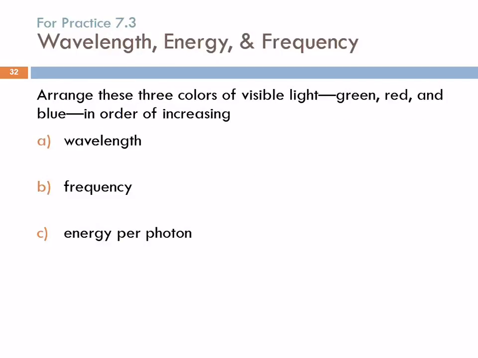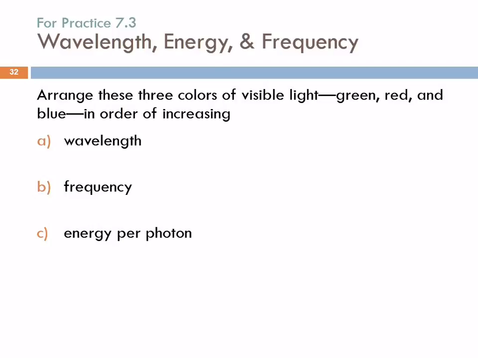Okay, so we did that one. Arrange these 3 colors of visible light, green, red, and blue, in order of increasing wavelength. Now, this is a very common way to ask questions on an exam. In order of increasing means they want you to list the smallest first, then the middle, then the biggest, because as you go from left to right, like we read, it goes from smallest to largest. I'm surprised every semester by the number of students who do it exactly backwards. They didn't understand the question.